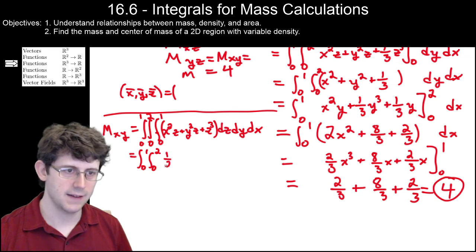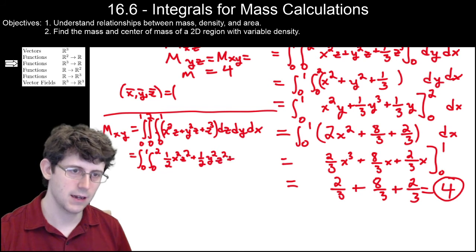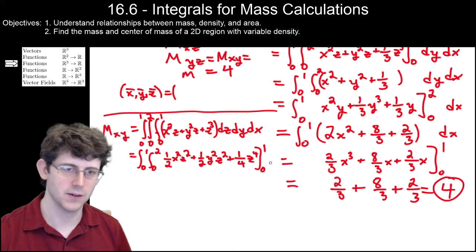I get half x squared z squared plus half y squared z squared plus a fourth z to the fourth, from 0 to 1. Plug it all in.